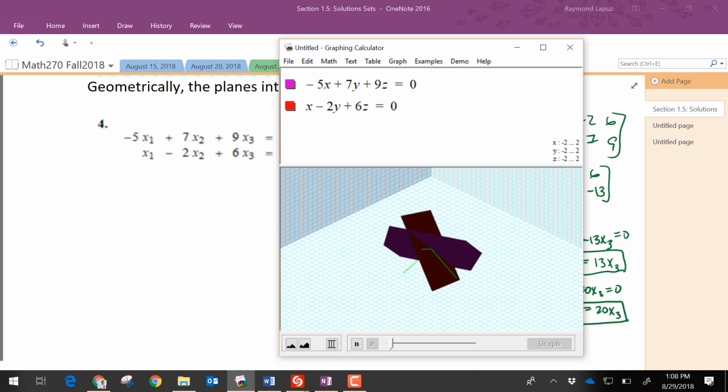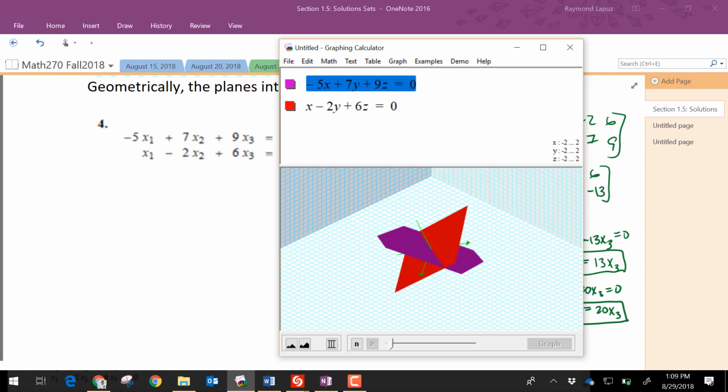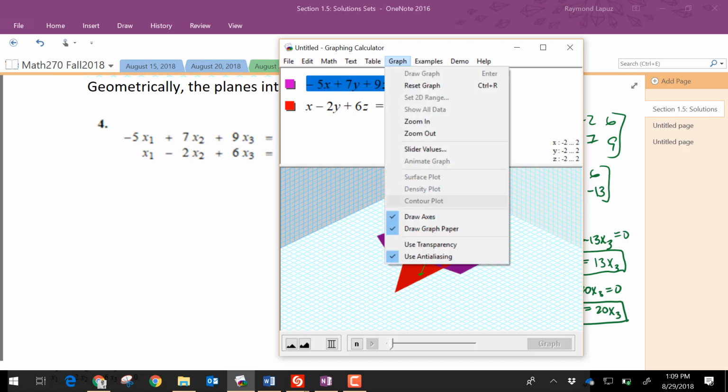So remember that if you have a homogeneous system, you're guaranteed the trivial solution. So these two planes intersect in a line, and that line goes through the origin. Okay, so that's our first observation, is whatever this intersection is, it has to go through the origin. All right, so now that we've established that, let's see how we can denote our answer.